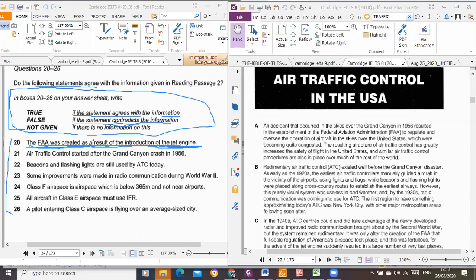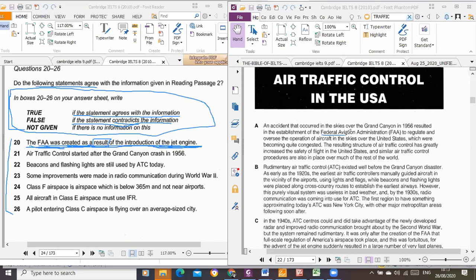Now, this is what you need to focus on here. What is the result of creating the FAA? That's the question behind your mind. Okay, what led to the development or creation of the FAA? So if we don't have enough information about what led to the creation of the FAA, even though it was created, the answer will be not given. All right, so let's go to where we can find the FAA.